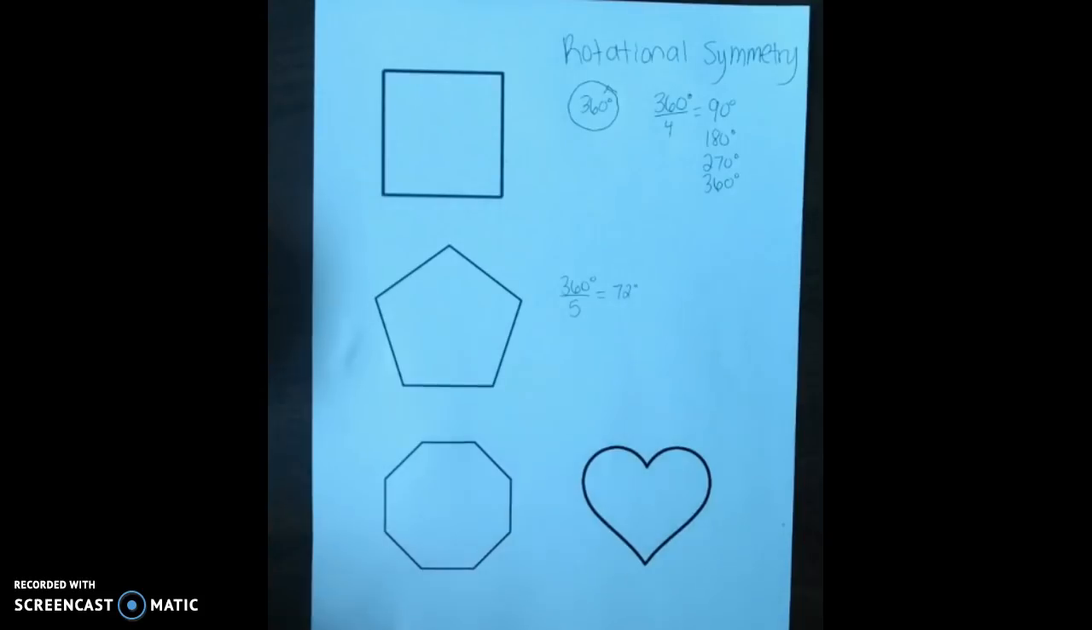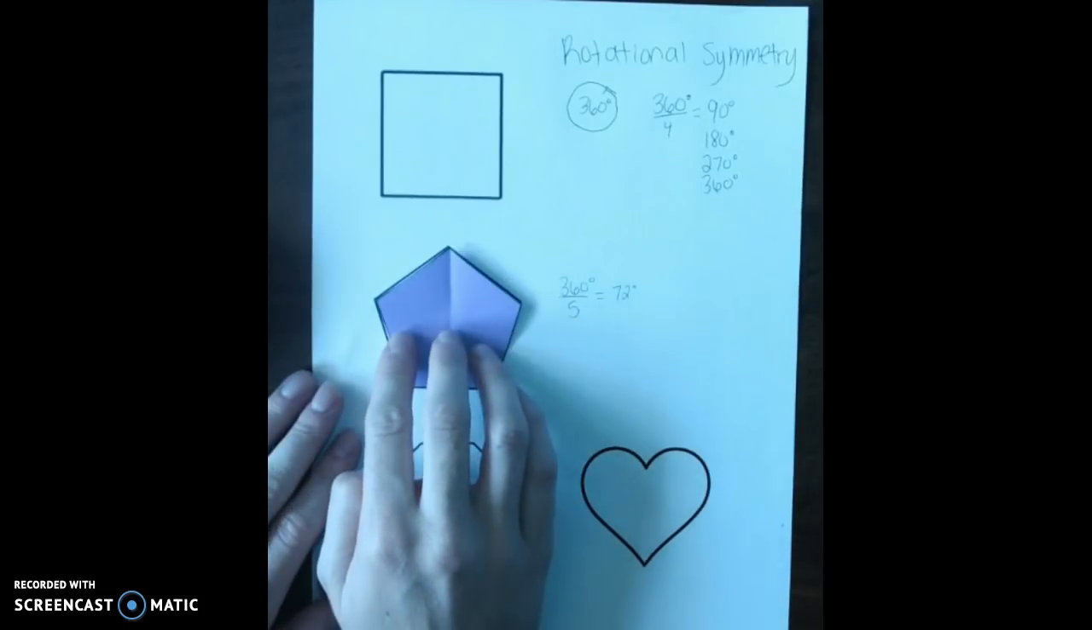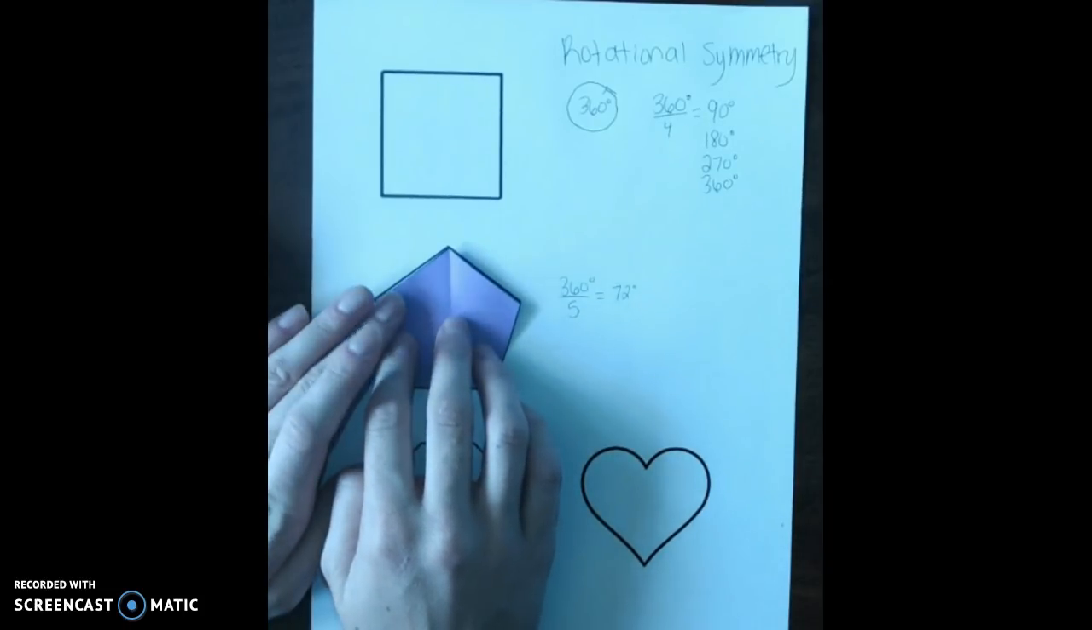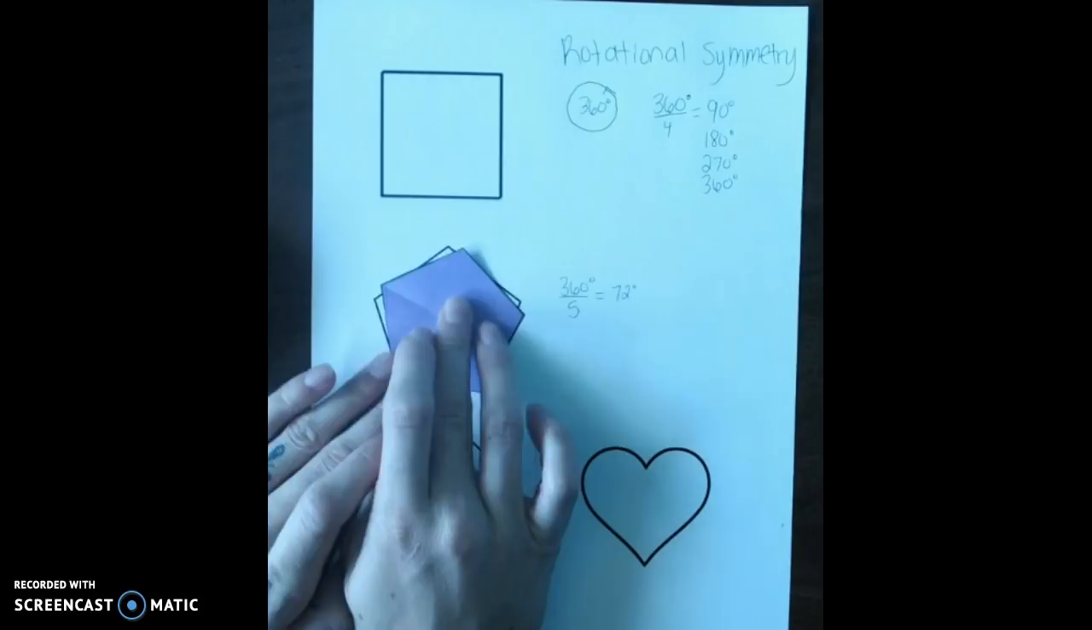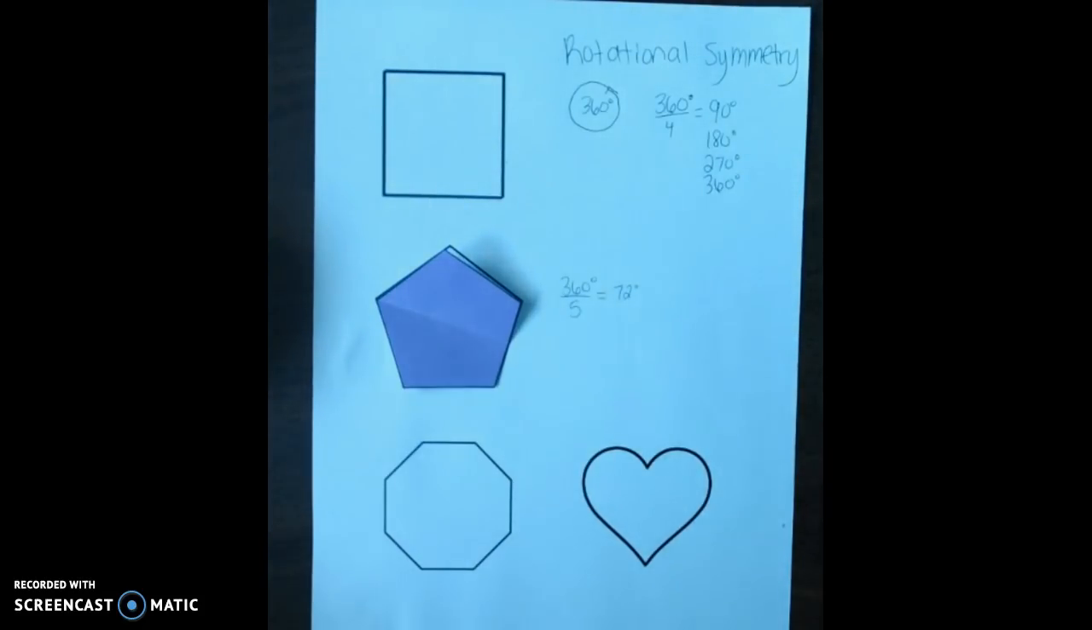So 72 degrees is the least amount that I could rotate it to map it back onto itself. Sometimes it asks for the smallest angle of rotation. Notice here if I turn it 72 degrees, it would map back onto itself. So 72 is the least, but every multiple of 72 would map it back onto itself.